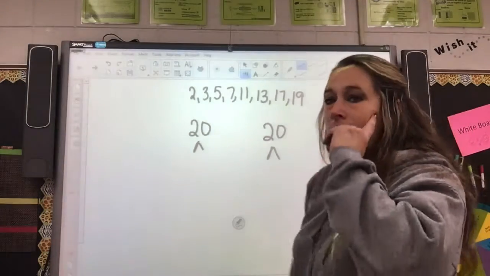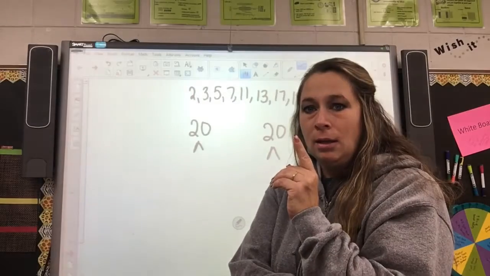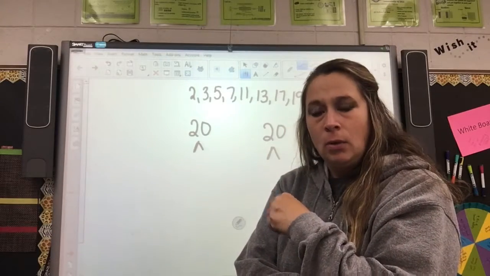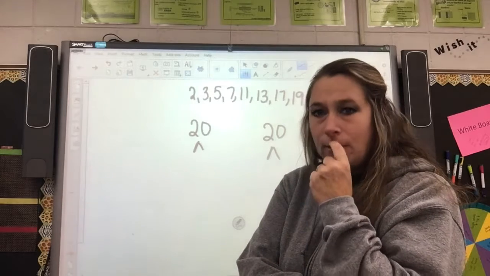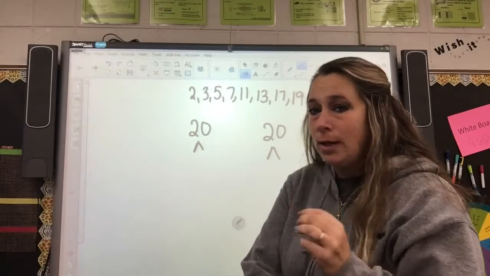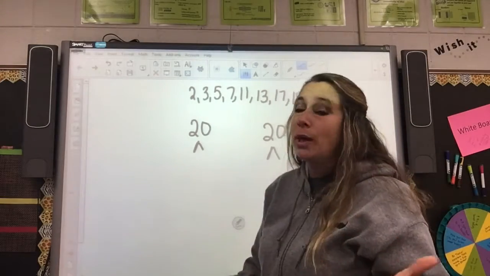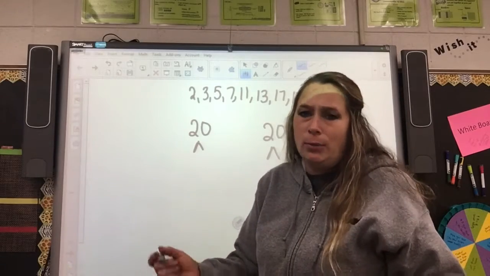Okay? So first you're going to draw the branches, then you're going to think, what can I multiply to get 20? What two numbers can multiply together to make 20? Think about that for a minute. So there's two answers that you could do. 1 times 20 is an answer, but we don't use ones in factor trees because it just leads you back to 20 and then we don't get anywhere.